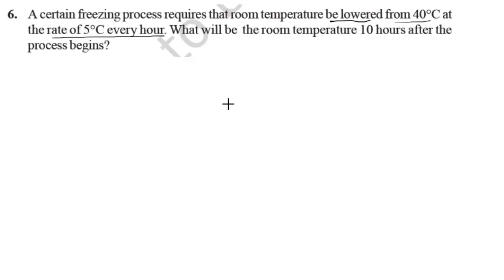That means we have to decrease the temperature from 40 degrees Celsius at the rate of 5 degrees Celsius per hour. That means for every hour, the temperature will be lowered by 5 degrees Celsius. What will be the room temperature 10 hours after the process begins? Okay, let us visualize this on the number line first.